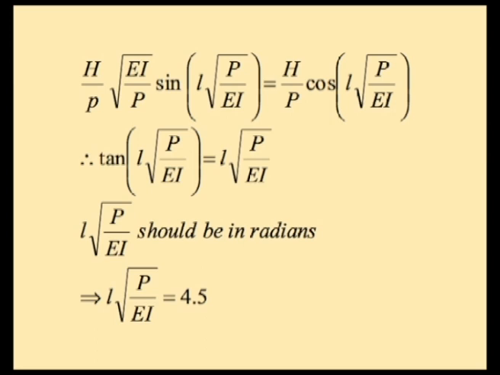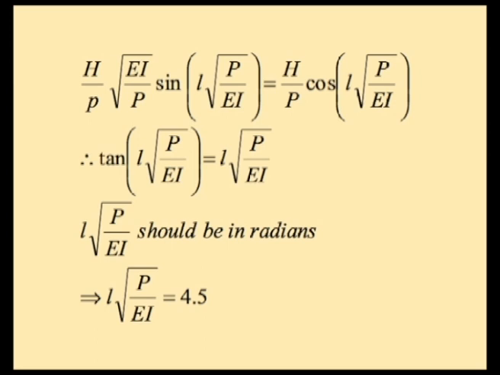So, this is possible when L root p by E I should be equal to 4.5. So, when tan theta equal to theta, the condition is possible. So, we have taken theta in radians. So, when we put L root p by E I as 4.5 radians, then we will get this concept of tan L root p by E I being same as L root p by E I. So, squaring on both sides, we get L squared p by E I equal to 20.25 or p equal to 20.25 E I by L squared.